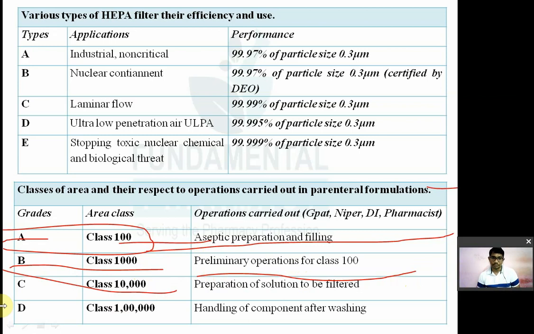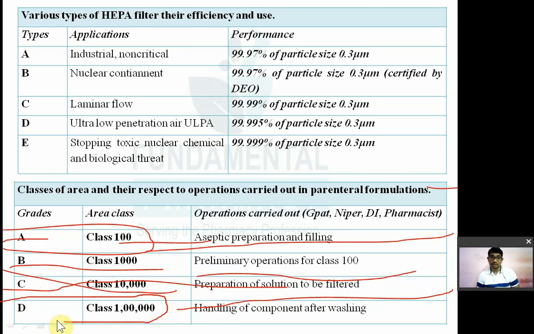After that comes grade C. Grade C is known as a class 10,000 area. Here there will be 10,000 particles per cubic feet of 0.5 micron or larger, not more than 10,000 particles. Now class D, but what operation is in class C? Preparation of solution to be filtered, the preparation before filtering. Now class D area is known as a class 1 lakh area. So grade D means class 1 lakh area. Here in one cubic foot there will be not more than 1 lakh particles of 0.5 size or larger. So it is used for handling of components after washing.